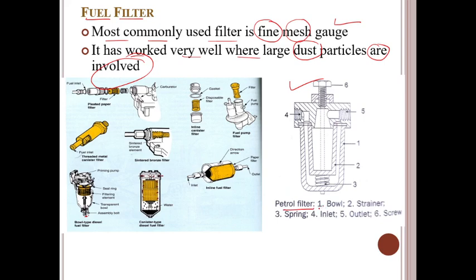In the petrol filter, if you consider, one is the bowl, second is the strainer, third is the spring, number four is the inlet, and number six is the square. So these are the design of the fuel filter. If you observe, here is also a different design of the filter. This is the filter, these are the filter locations, the inlet of the fuel and the outlet. So various designs of fuel filters are available.